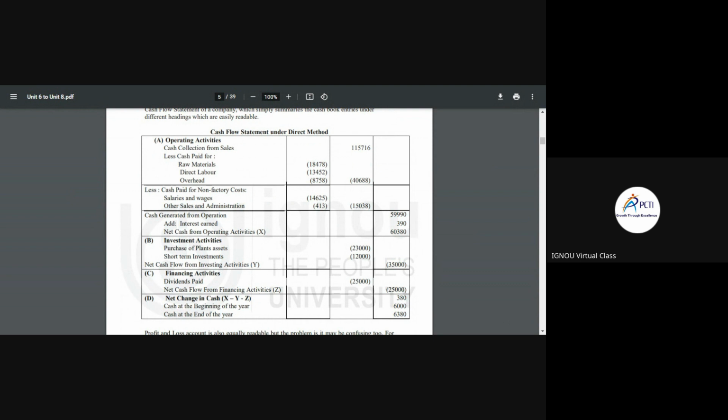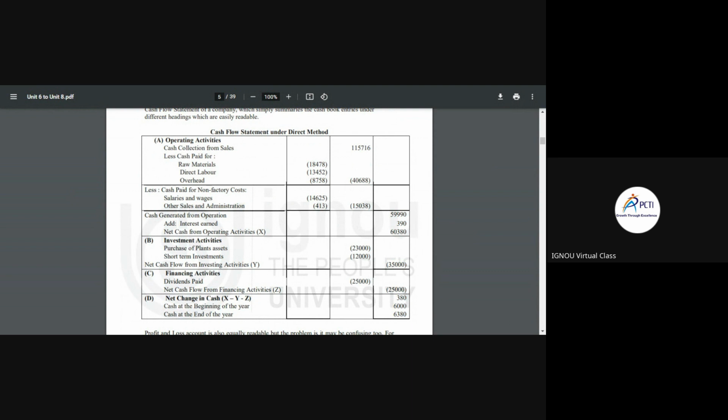In point B, we have investment activities like purchase of plant asset and short term investment. When we add both of these, we get the net cash flow from investing activity. And then we calculate financing activity. In the financing activity, we have dividend paid, and we get the net cash flow from financing activities.